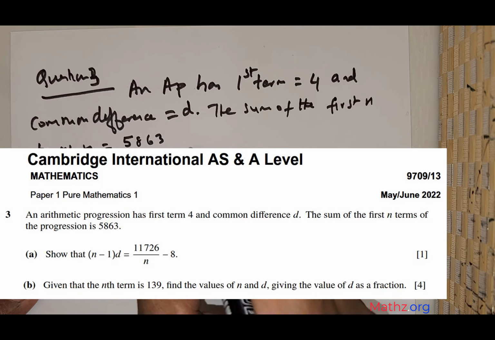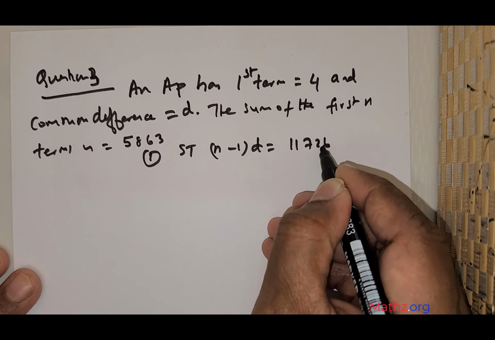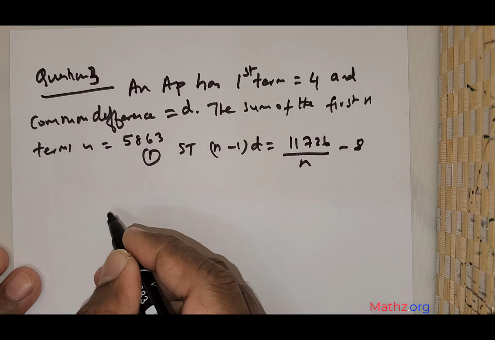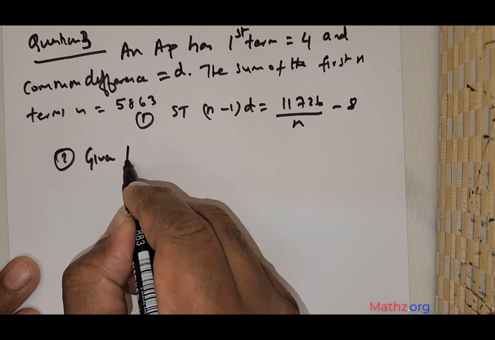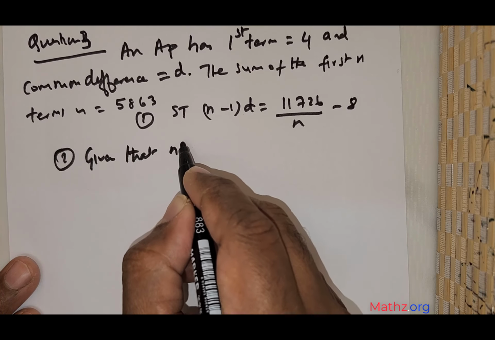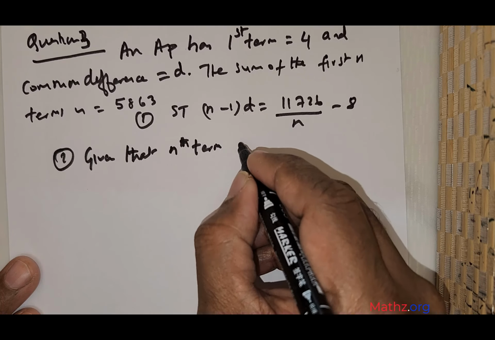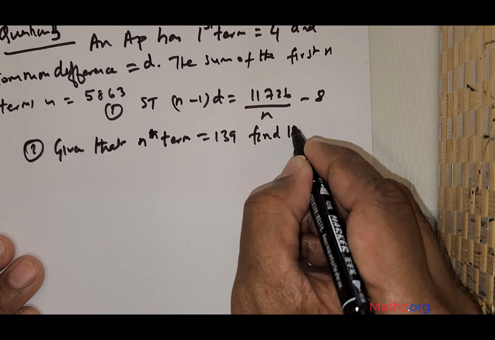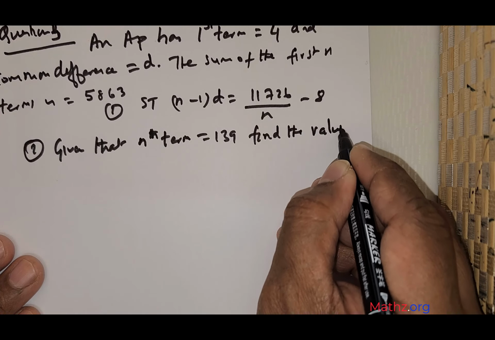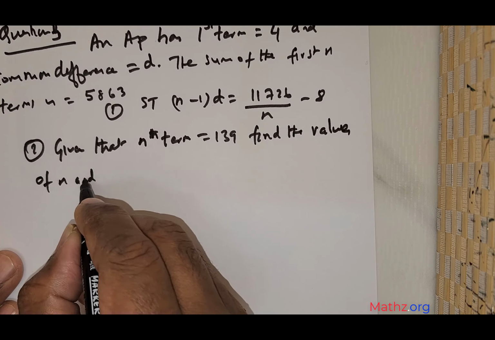Now there are two parts to this question. The first part wants us to show that (n minus 1) into D is 11726 divided by n, negative 8. The second part is that, given that the nth term is 139, find the values of n and D.